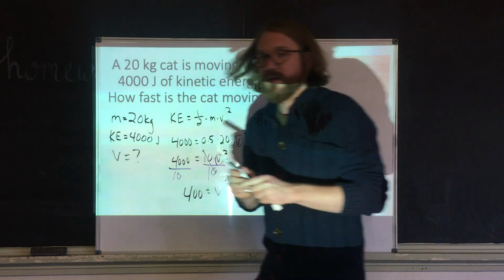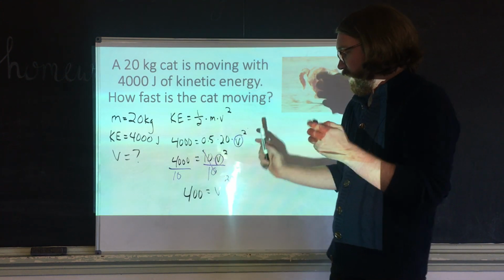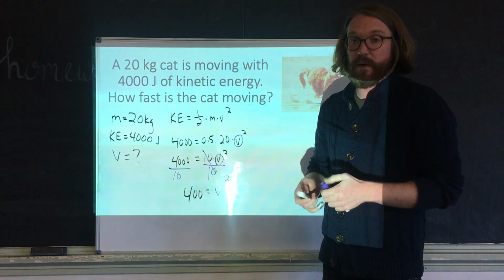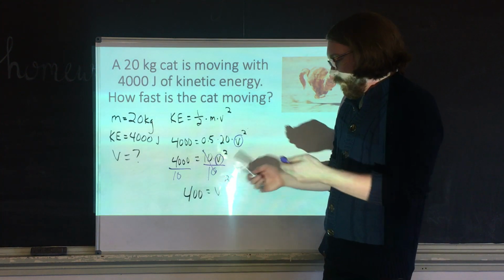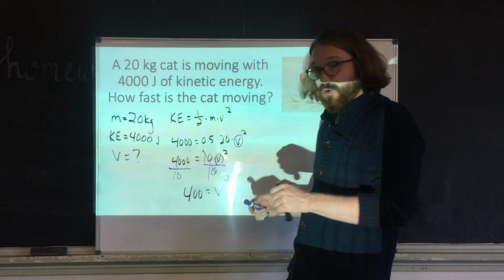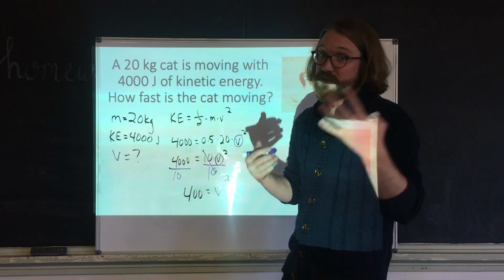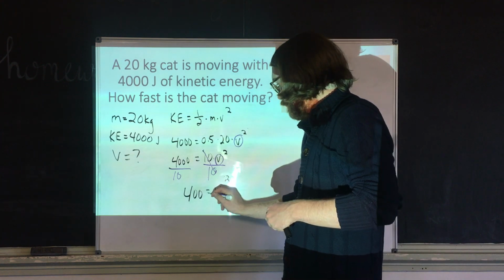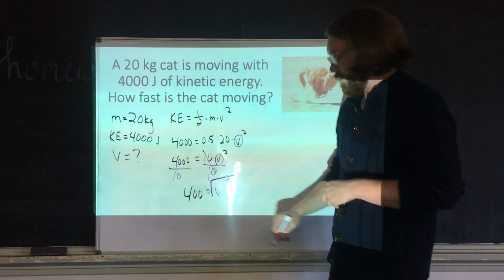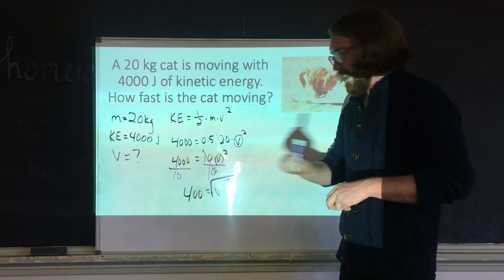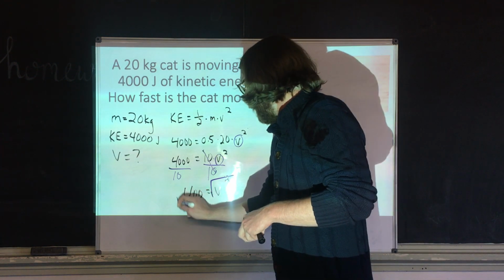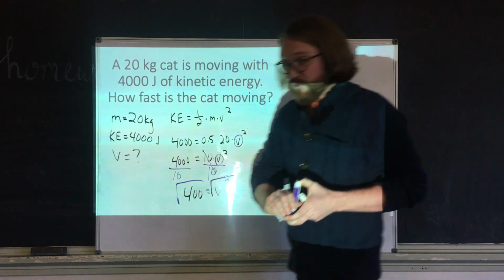V squared. Now this is the step that makes this a little tricky, but we've seen this before. Here, we're trying to get v by itself, and it's squared, so we have to do the opposite. What's the opposite of squaring something? Did you say square root? And you would be correct. I take the square root of v squared. I take the square root of 400.